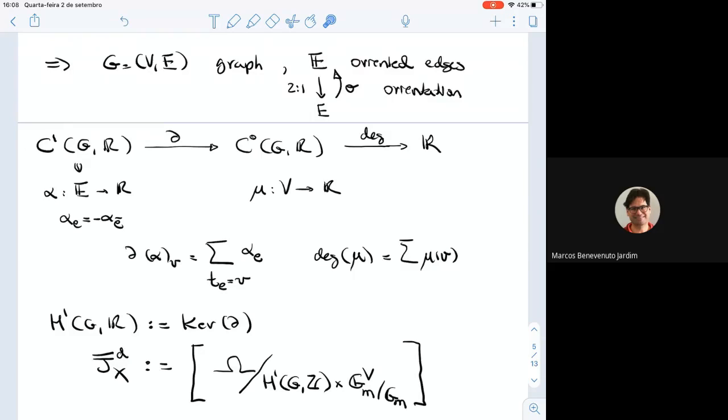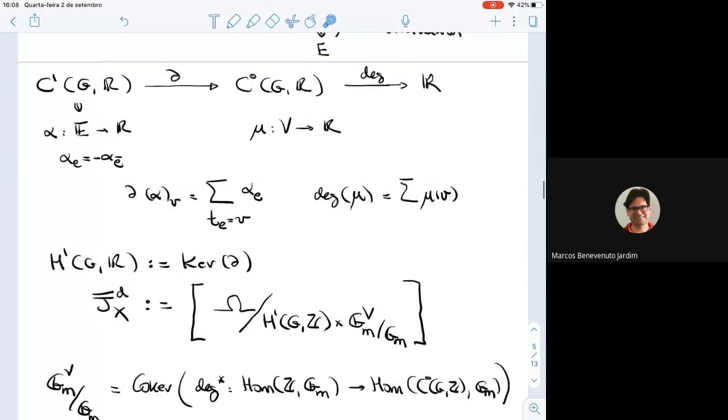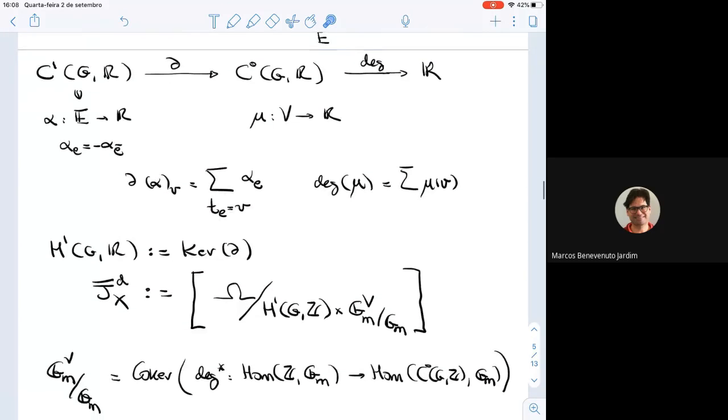Notice that here I'm taking coefficients in Z. And this torus here, G_m^V over G_m, is a torus of dimension the number of vertices minus 1. In fact, we can view it by using the degree map with integral coefficients, taking the dual map on the characters. So that's this G_m^V over G_m. So we have two groups acting on this omega. I explained the groups, and now I'll explain omega.